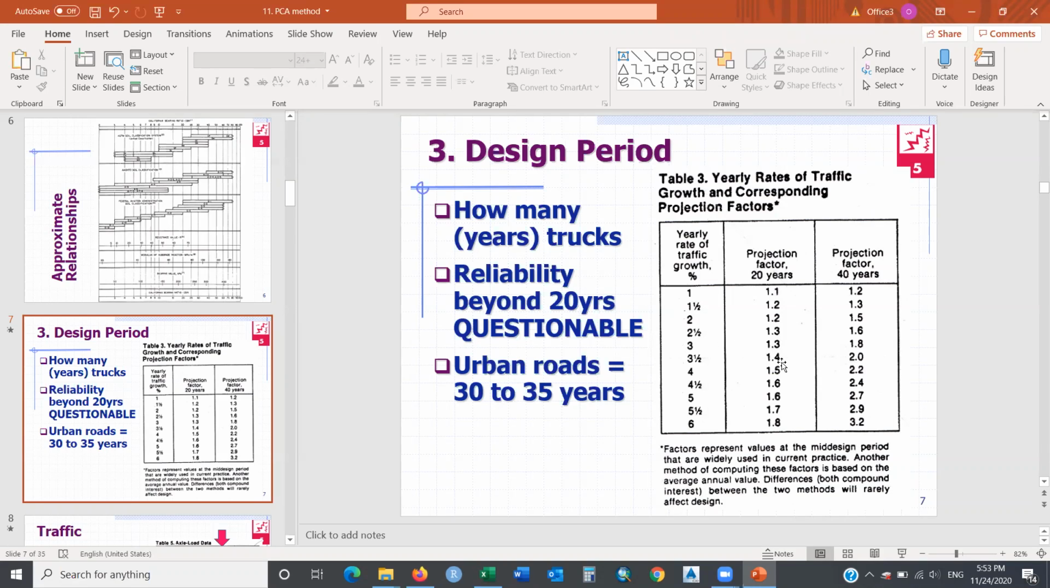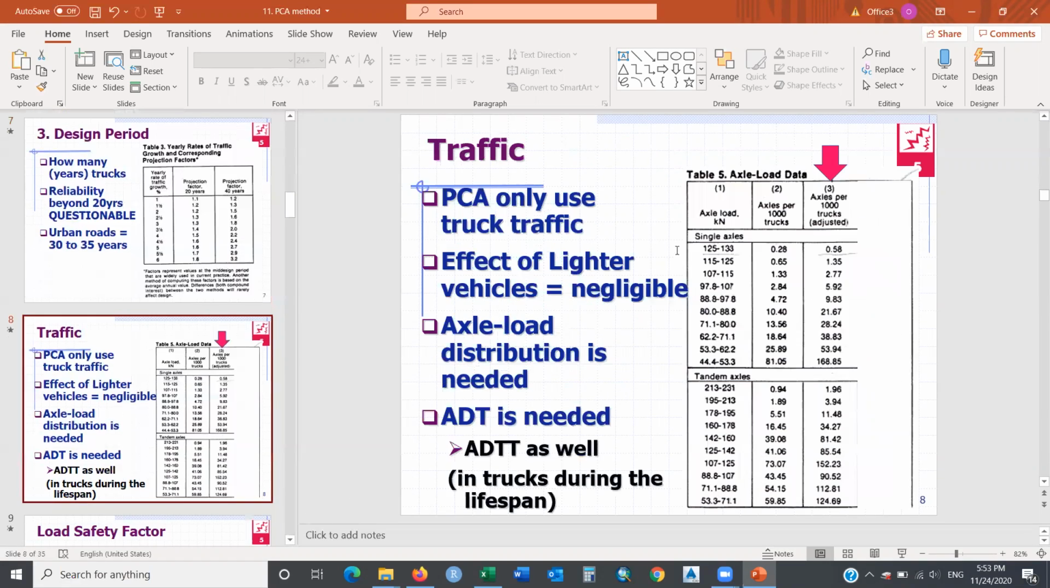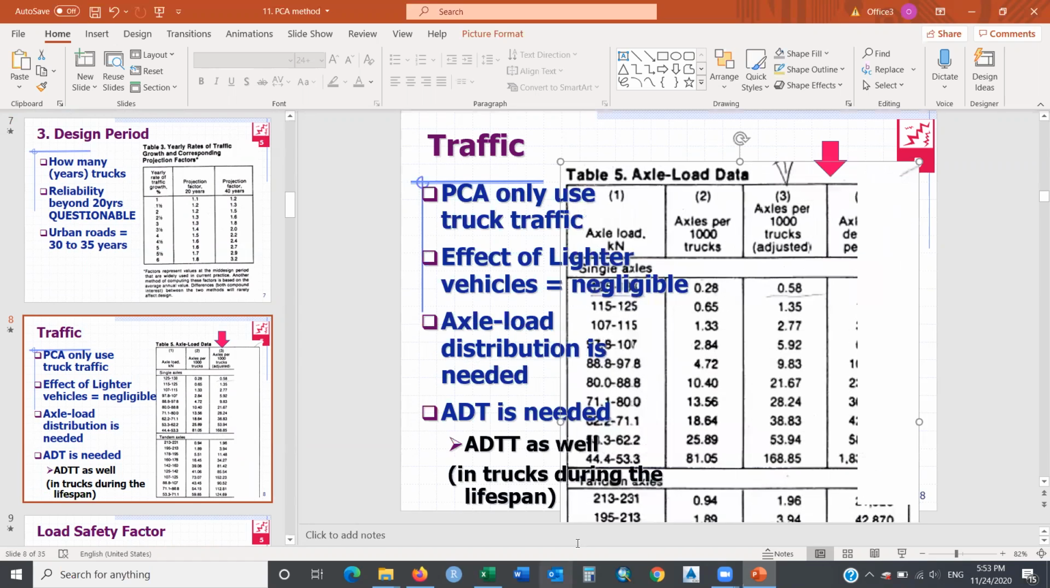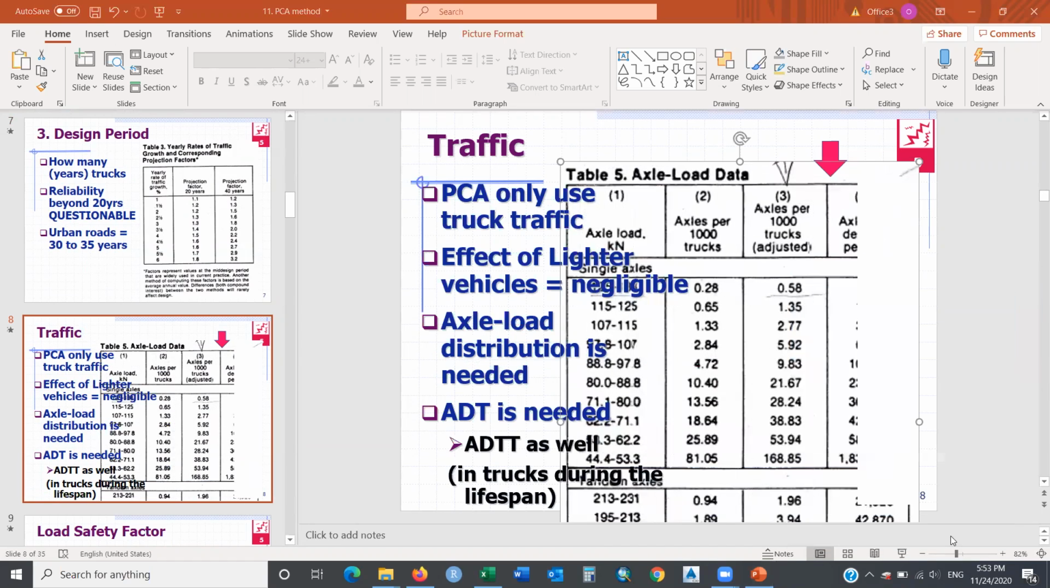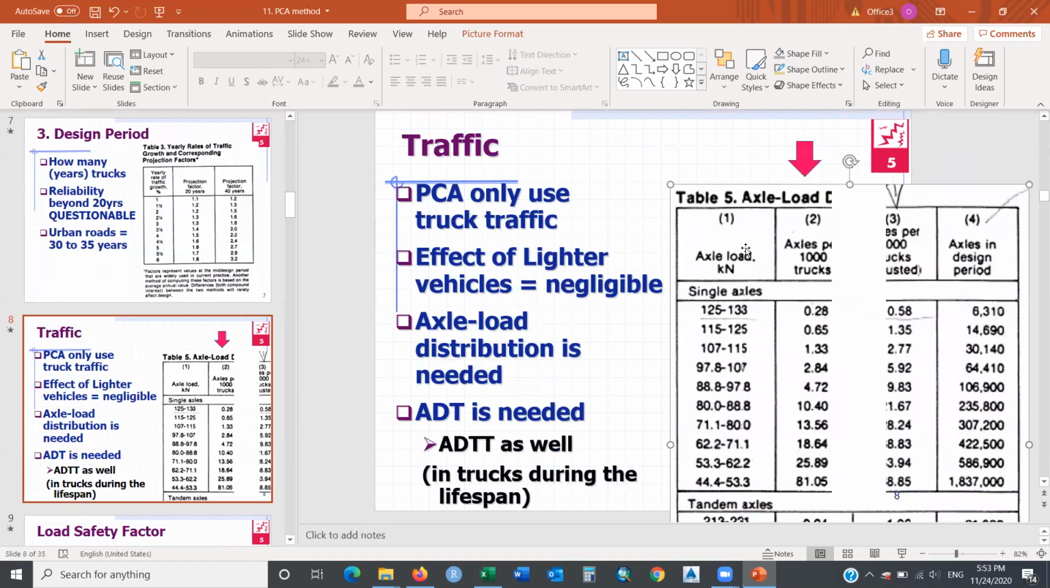Why? Because the method is considering traffic slightly differently than the AASHTO method or the ISALS method. We will see how. We will have the weight and the axles. So, for instance, if you have single axles, these are the weight groups.